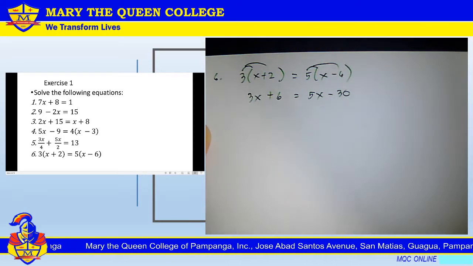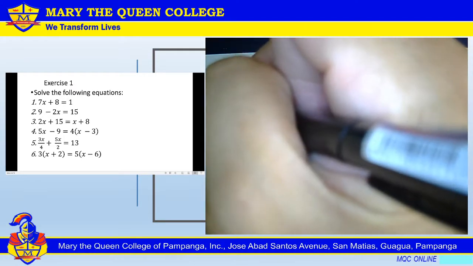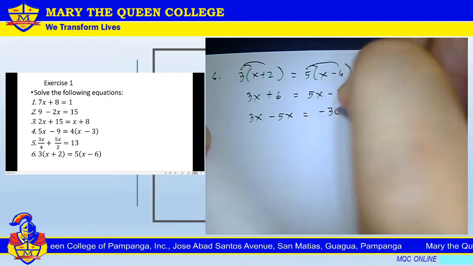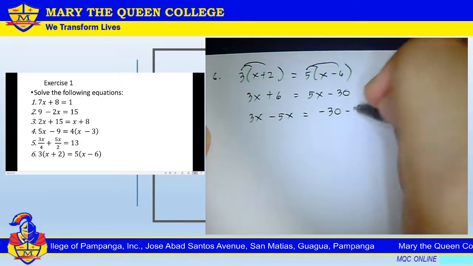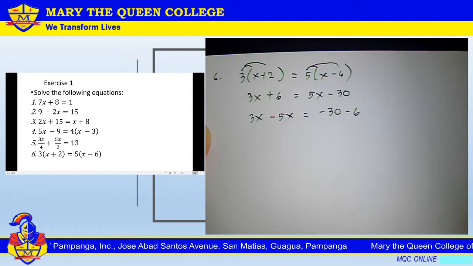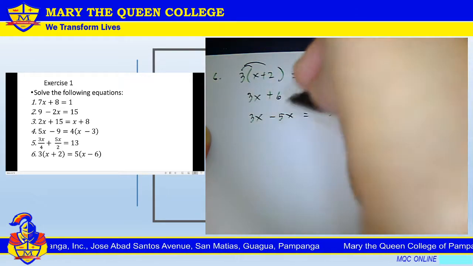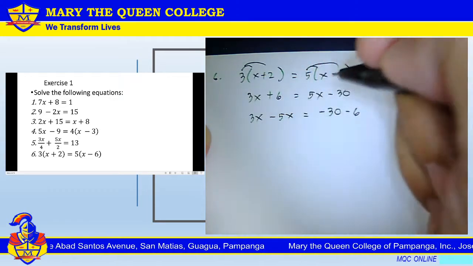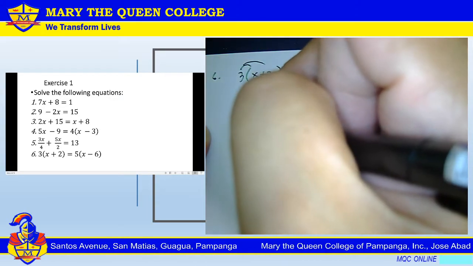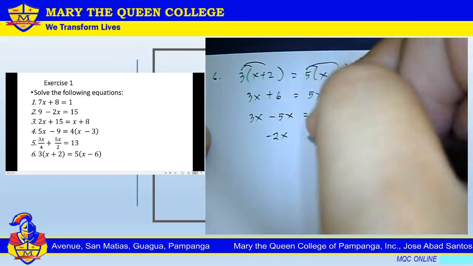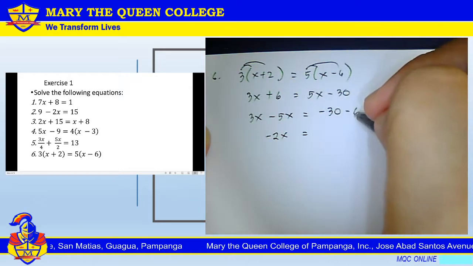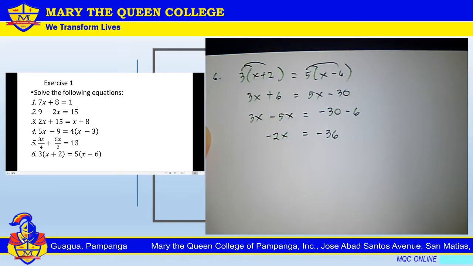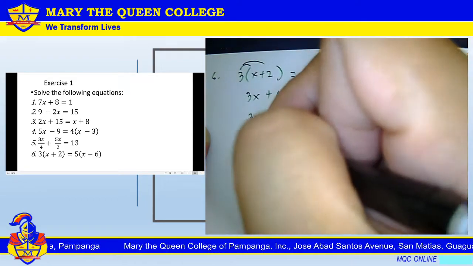putting our variables on the left side, we will have 3x minus 5x. Then we have negative 30. Transpose positive 6, we will have negative 6 on the right side. Then 3x minus 5x, since we have positive 3 minus positive 5, that would be negative 2x is equals to negative 30 minus 6, that would be negative 36. Okay, if they have the same sign, copy them or add them.